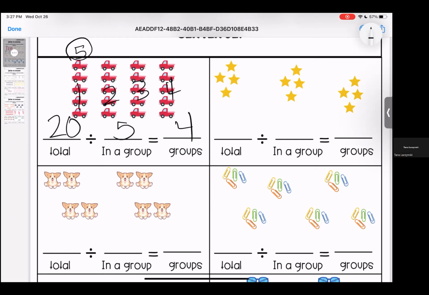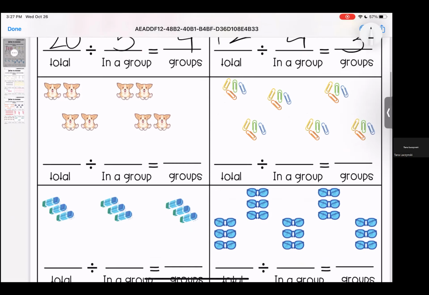Coming over here, there's 4 in the group. If I count by fours, I have 4, 8, 12 total. And how many groups do I have? I have 1, 2, 3. So 12 divided by 4 gives me 3.